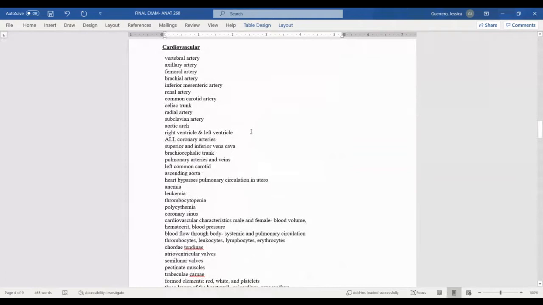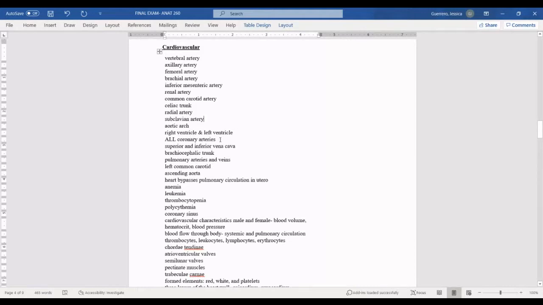All right, and this brings us into week 8. Now, going through your final exam, it is super heavy on the cardiovascular system. If you do the week 8 review, you also see that there's quite a bit of cardiovascular. So I'm just gonna start, I just went through and listed everything you need to be familiar with cardiovascular-wise. The vertebral artery, axillary artery, femoral artery, brachial, inferior mesenteric artery, renal, common carotid, celiac trunk, radial artery, subclavian artery, the aortic arch.